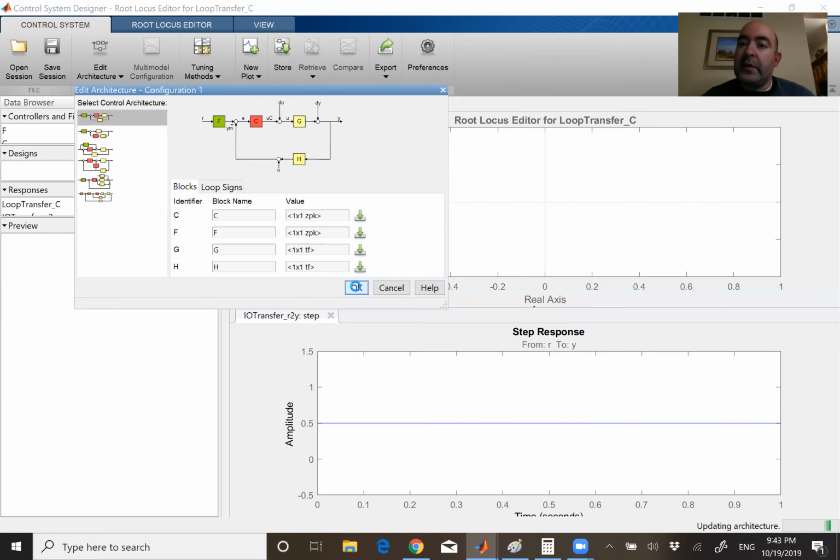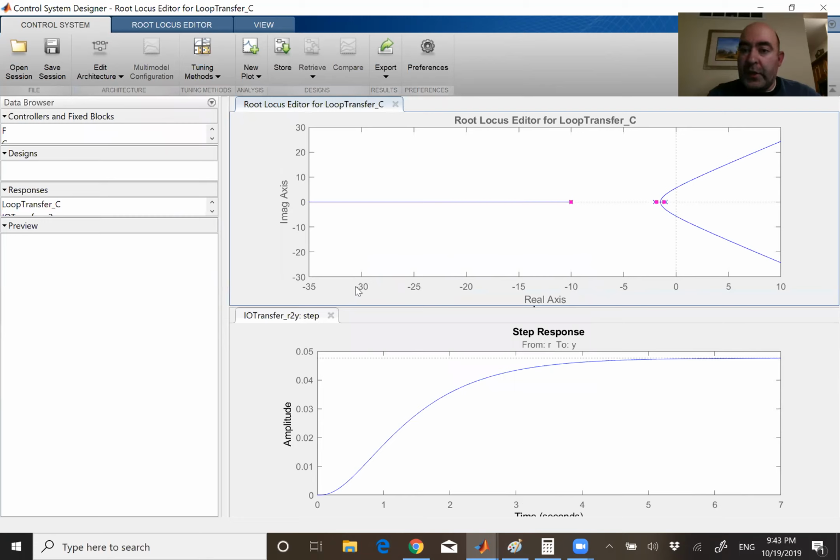And now this function is going to be imported into SISO tool, and you can see that this is the root locus of my system that has 3 poles, one at -10, one at -2, one at -3. I'm sorry, one at -1 and -2, and the third one at -10. And then this is your step response.